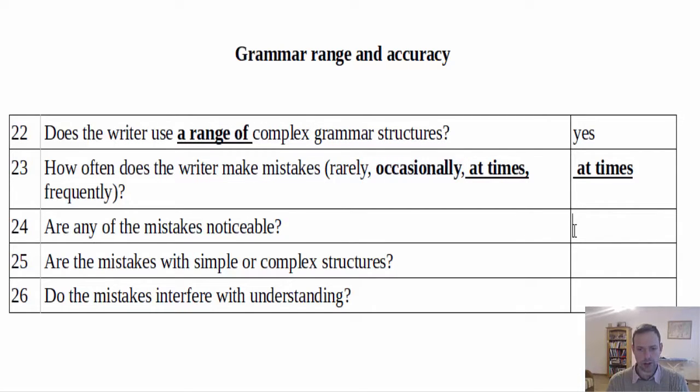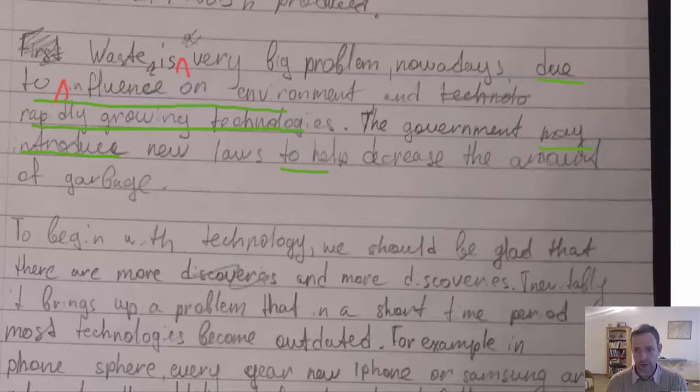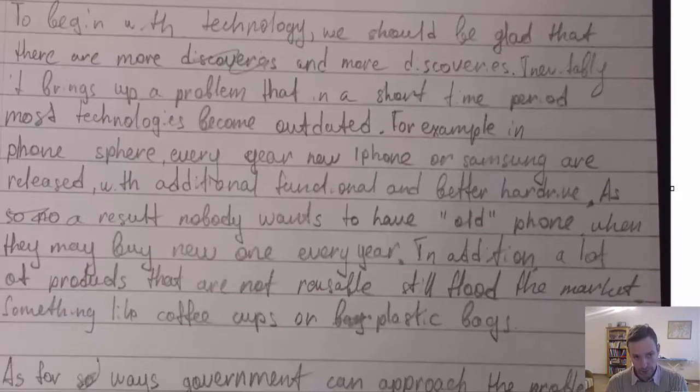Okay, are any of the mistakes noticeable? So far, not really. Are the mistakes with simple or complex structures? Well, I mean, they're article mistakes. Do they interfere with understanding? No. Okay. So far, so good. I think if the person wants to get a 7, it's still possible. They have to keep using range. They have to keep the accuracy there.